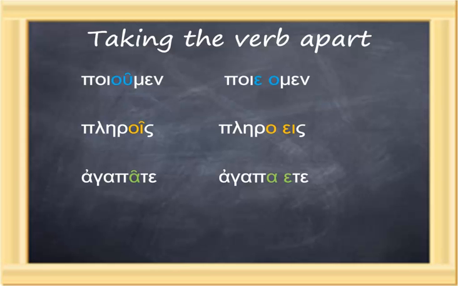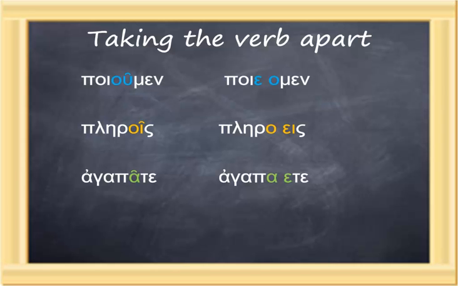The third example is agapate. Again, you know from your vocabulary that the stem is agapa. So what combines with alpha to give alpha? Rule number 4, alpha plus epsilon. Supply the epsilon, and you can clearly see the second person plural personal ending, ete.